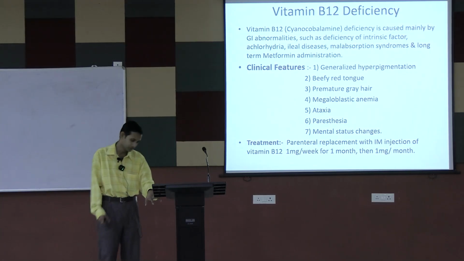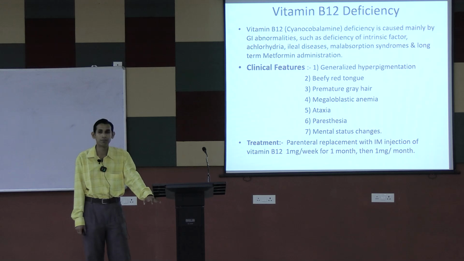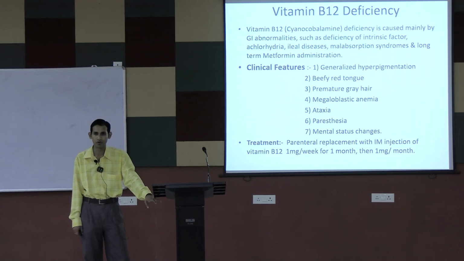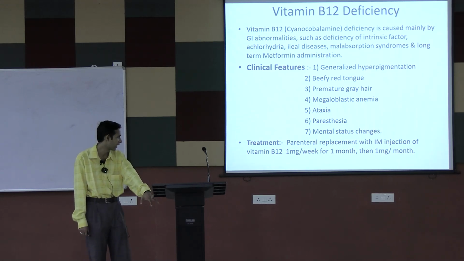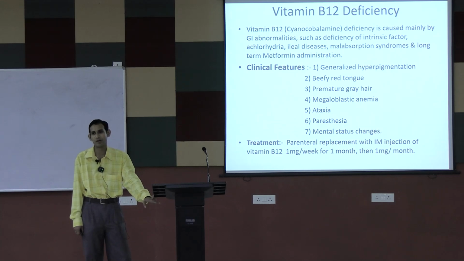The deficiency is usually treated. What is the treatment? Usually parenteral replacement. High dose of vitamin B12 is given. The parenteral IM injection of 1 milligram per week for 1 month, then 1 milligram per month. Usually vitamin B12 is given.